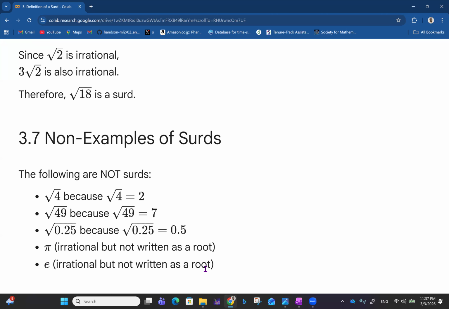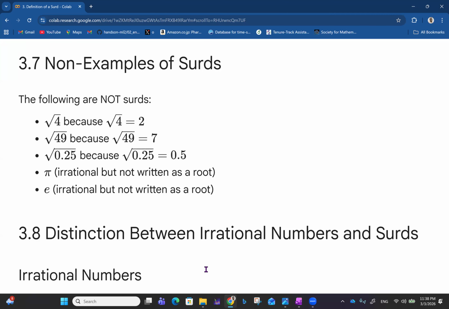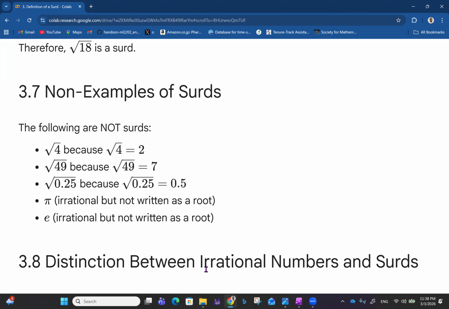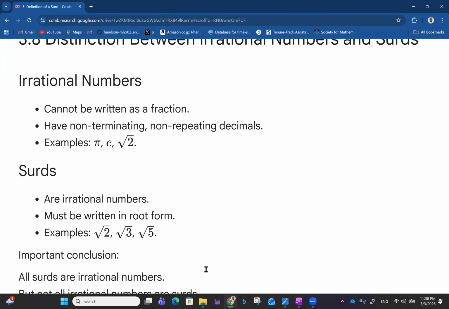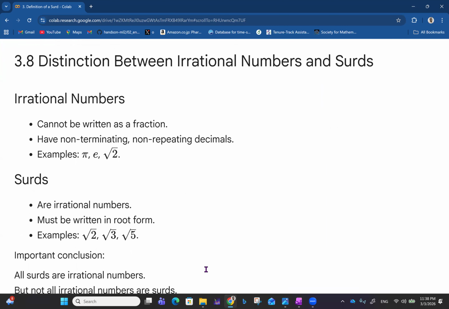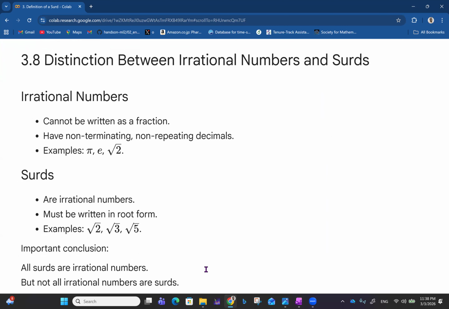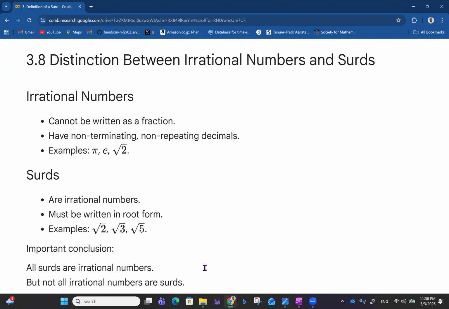So a surd must be the root of a rational number which cannot be evaluated as a rational number. That is, the root of that rational number cannot be expressed as a rational number. Then you have a surd. So then we go on to another idea: the distinction between irrational numbers and surds. Just like you've seen already, a number can be an irrational number without being a surd. All surds are irrational numbers, but not all irrational numbers are surds.